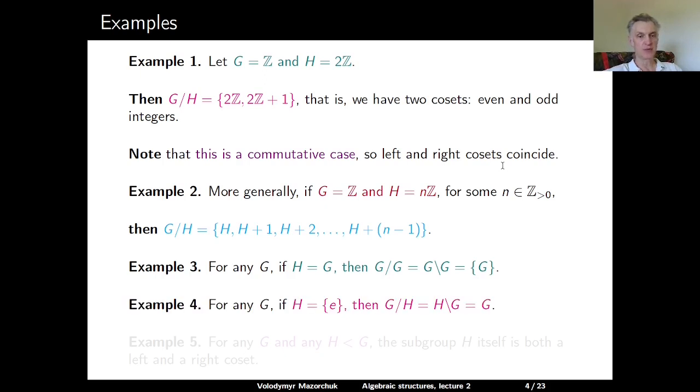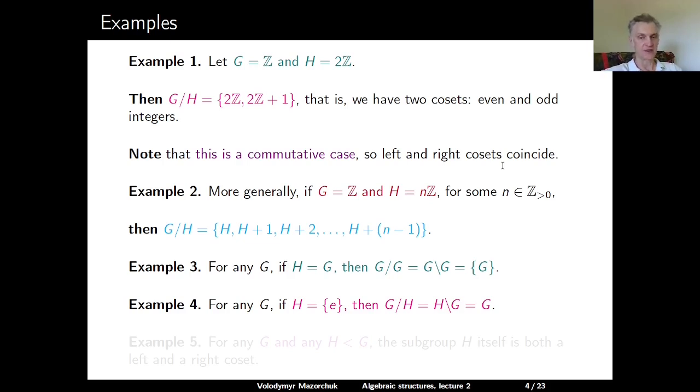The other extreme example is that if we take any group G and the trivial subgroup H in G, which consists just of the identity, then both left and right cosets always coincide, and they contain all elements of the group.